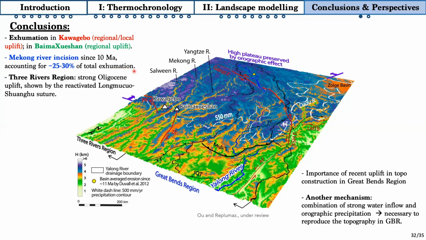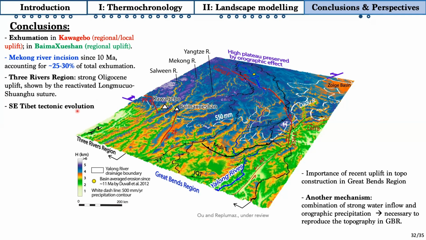And our new data from the Kawagebo Massif showed that the whole Three Rivers region experienced a very strong Oligocene uplift, as demonstrated by the reactivation of the Lomoto Shonghu as a local thrust. And this strong uplift is responsible for the construction of the high topography, as we can observe here. So our new data from the Kawagebo Massif help us to better constrain the tectonic evolution of the whole Southeast belt, as I have represented at the end of the first part.